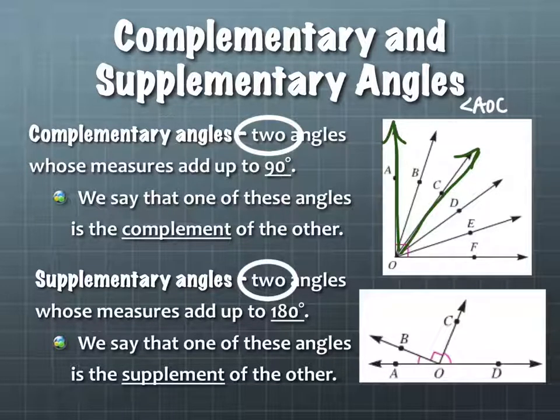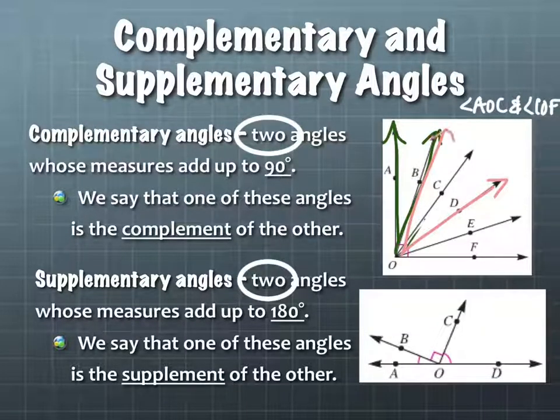Then the complementary angle to that would be what? COF, or you could say FOC. Okay, those would be complementary angles. Now there's more than just that in that diagram, right? Yeah, we have several sets of complementary angles within that diagram. But I would not be able to say that angle AOB and angle BOD and angle DOF are complementary because there are 3 of them. It's isolated to 2. The same thing's true about supplementary angles.